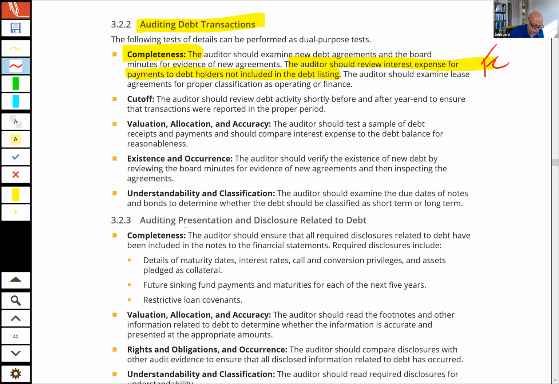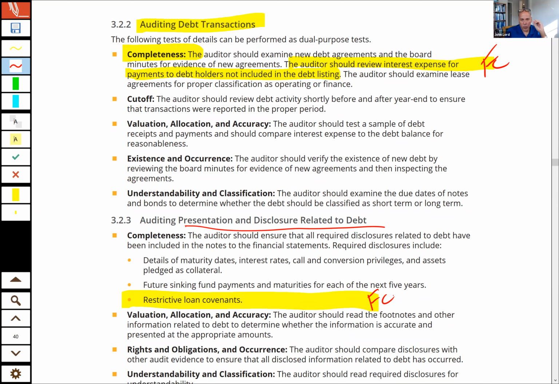Now you come down and let's take a look at completeness of our presentation and disclosures. For a lot of the presentation and disclosure items, guys, notice I went real quickly, highlighted one or two things and didn't ask you to flashcard. Here I'm asking you to flashcard this: restrictive debt covenants. What happens?